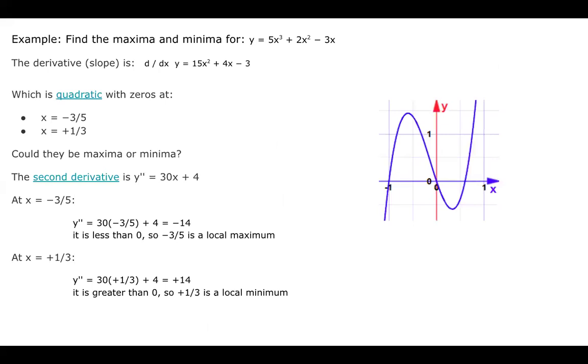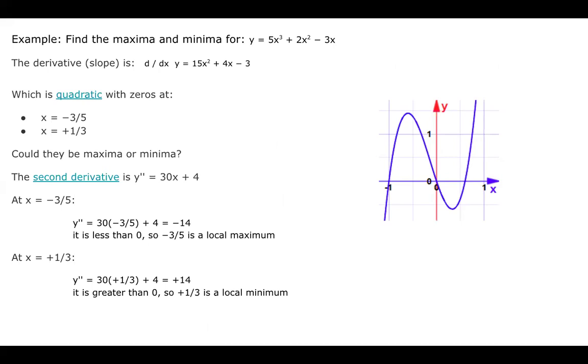Let's see an example. This is the highest value and the lowest value in the graph. Let's take a function: f of x is equal to 5x cubed plus 2x squared minus 3x. A simple function. How do we compute the maxima and minima?